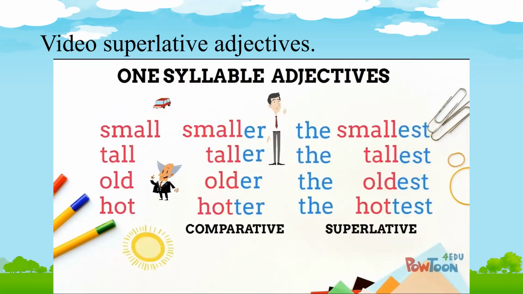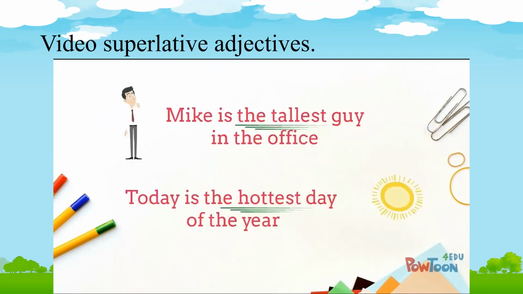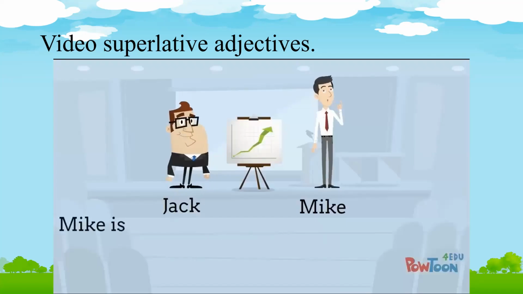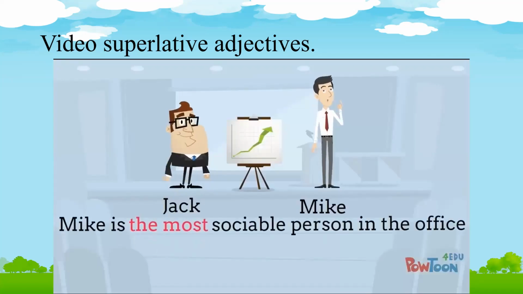So let's look at the comparative and superlative forms together. Smaller, the smallest. Taller, the tallest. Older, the oldest. Hotter, the hottest. For example, Mike is the tallest guy in the office. Today is the hottest day of the year. Mike is the most sociable person in the office. Jack is the most helpful.